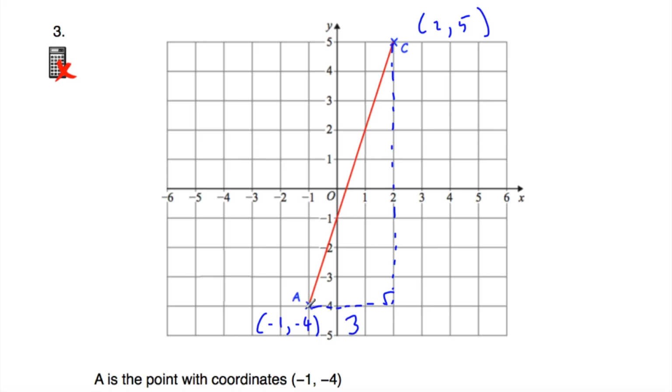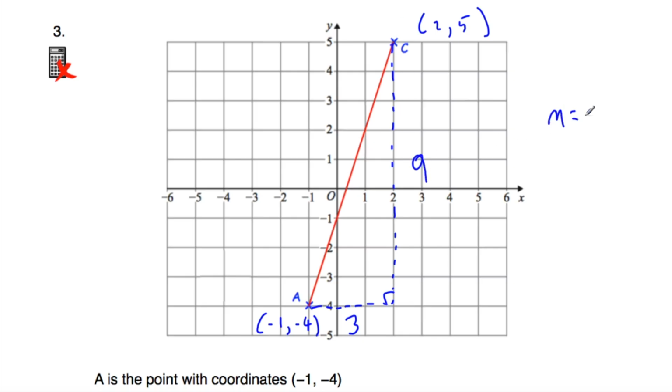Again, this is a very nice question because every single time we go across one line, we're going across 1 unit. So you can see it's 1, 2, 3 boxes across, but that's not always the case. So here we're going across 3 units from -1 to 2. And then in terms of the rise, we're going from a height of -4 up to a height of 5. So the rise would be 9.